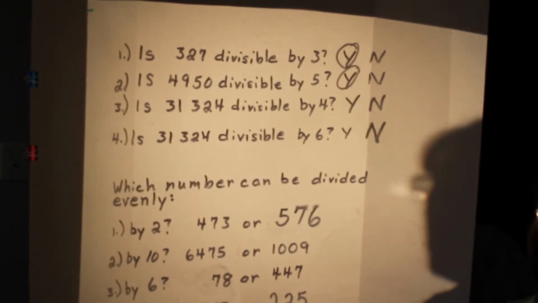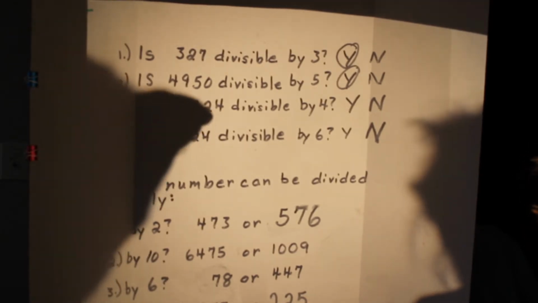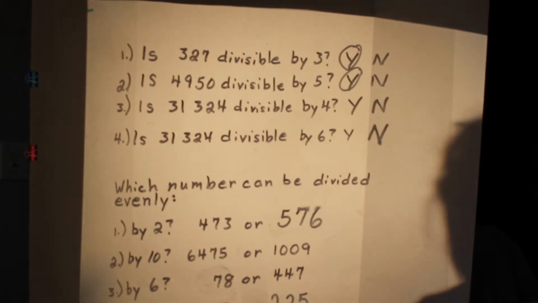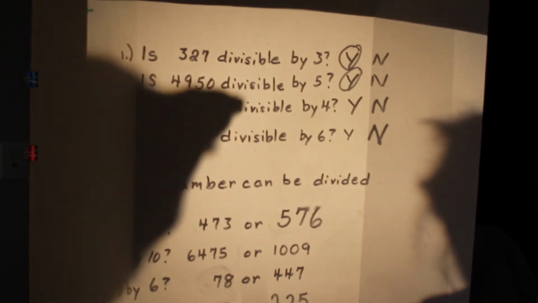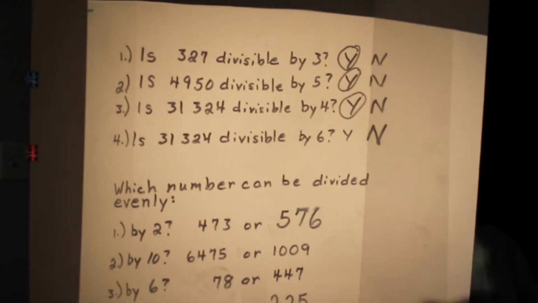31,324, is it divisible by 4? Look at the last two digits, and if that's divisible by 4, so is the number. So is 24 divisible by 4? Yes, it is. Therefore, it's a yes.